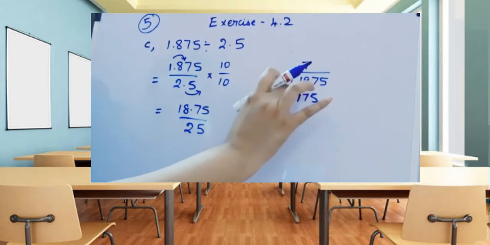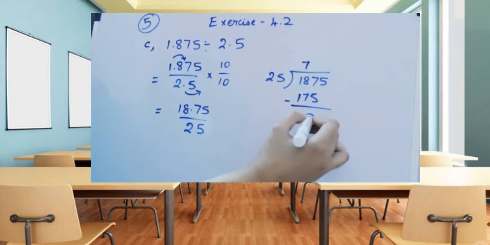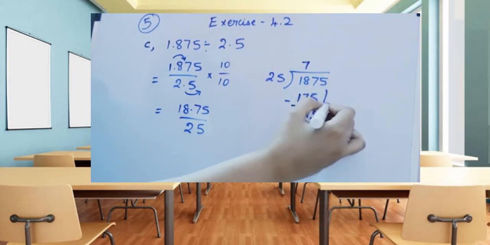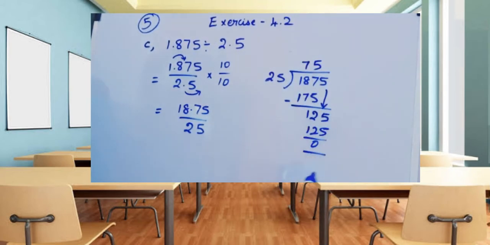175. The remainder will be 12, then 5. 25 into 5s are 125, 0. So the answer is 75. We have two digits after the decimal, so we keep the decimal point after two digits. The answer is 0.75. Now we are going to see the fourth sum.